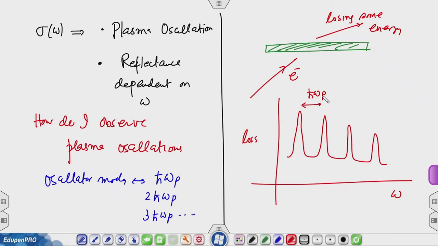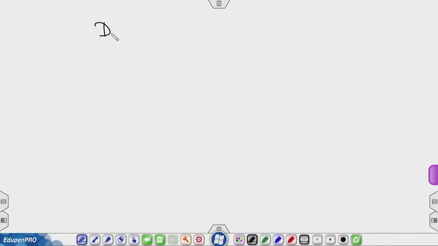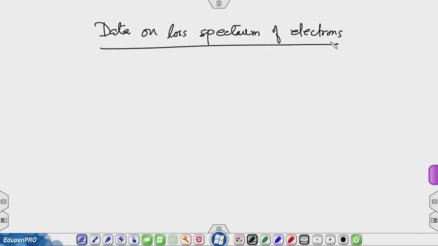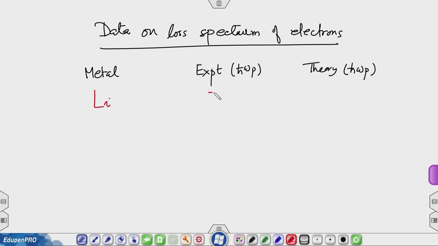Now, let me give you some numbers. Data on loss spectrum of electrons. So, I will give you the metal, then experimental h cross omega p, theory h cross omega p. Lithium, experimental h cross omega p comes out to be 7.12 eV. Theory predicts 8.02. Sodium, experimental comes out to be 5.71 eV. Theory gives you 5.95.